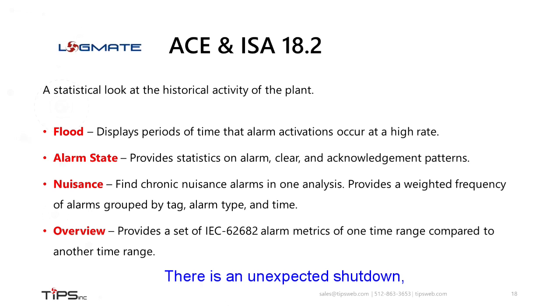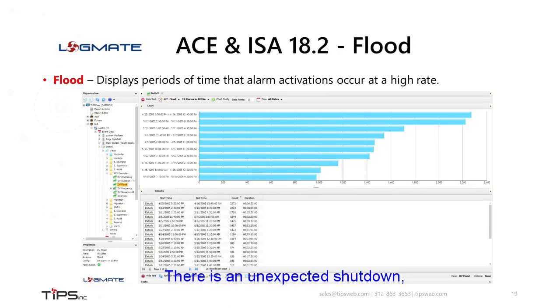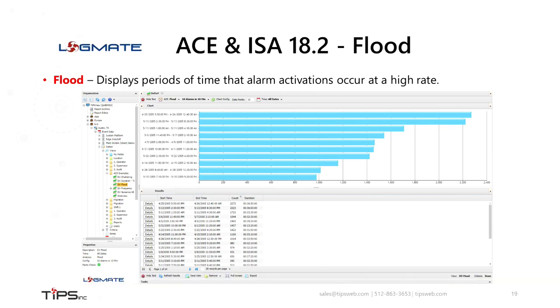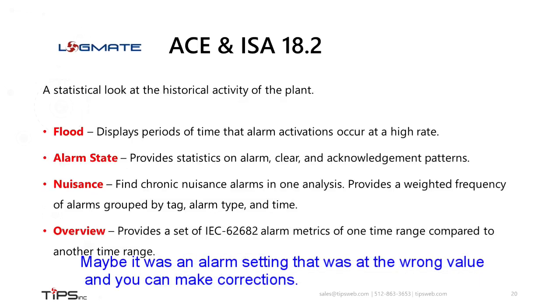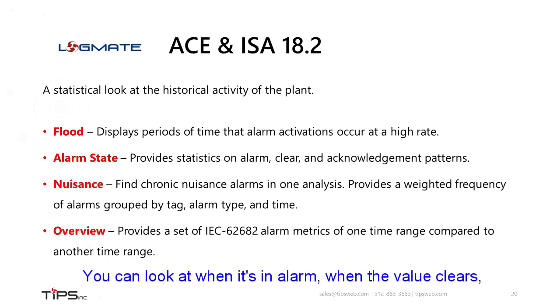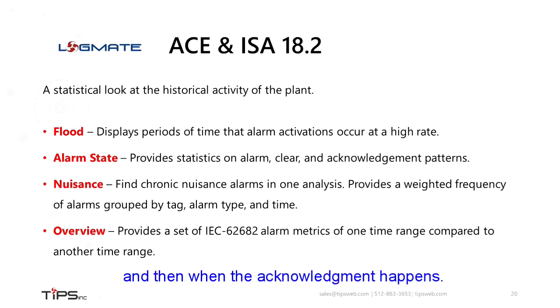There is an unexpected shutdown and your plant gets hit by a really large number of alarms. You can filter through that information to determine what were your first outs. Maybe it was an alarm setting that was at the wrong value and you can make corrections. Alarm states: you can look at when it's an alarm, when the value clears, and then when the acknowledgement happens, and you can see and backtrack to determine where the problems might be in the process.